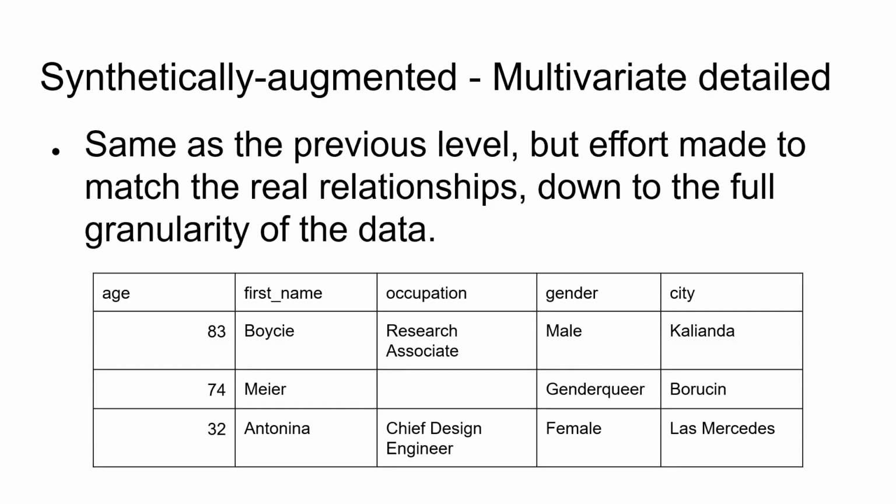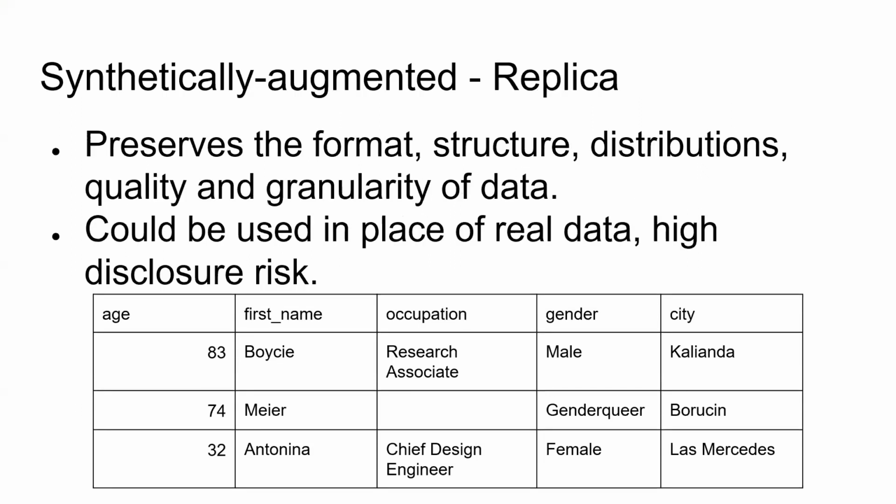Next, we have synthetically augmented multivariate detail data, similar to the previous level again, but now we're trying to match the full granularity of our data. Again, visually, this won't really look any different, but now instead of seeing similar relationships at the Manchester level, we might see that all of the male research associates in Manchester have similar age distributions to what they did in the original data. And finally, we have what's called synthetically augmented replica data.